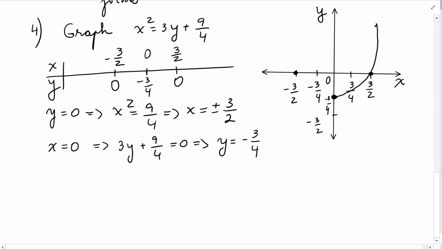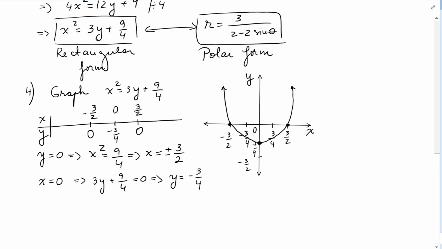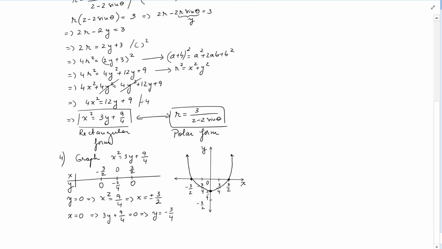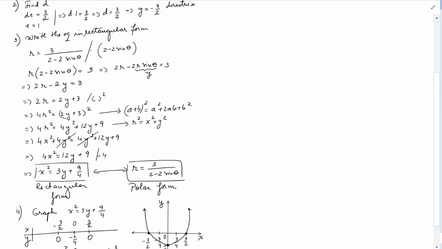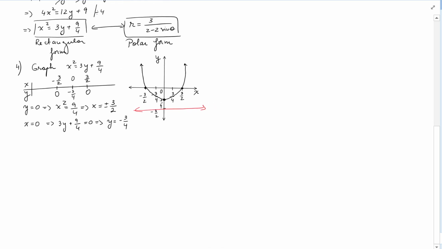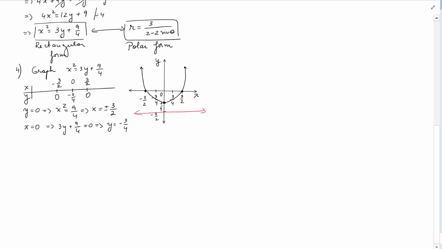So the graph looks like this. This is the graph of the parabola. Also, we found out in part 2 that y equals negative 3 over 2 is the directrix. So I could draw the directrix here.